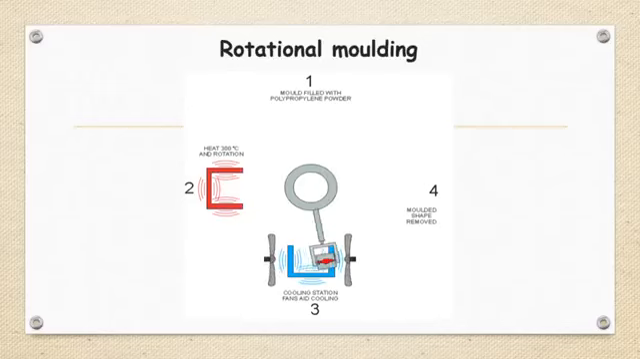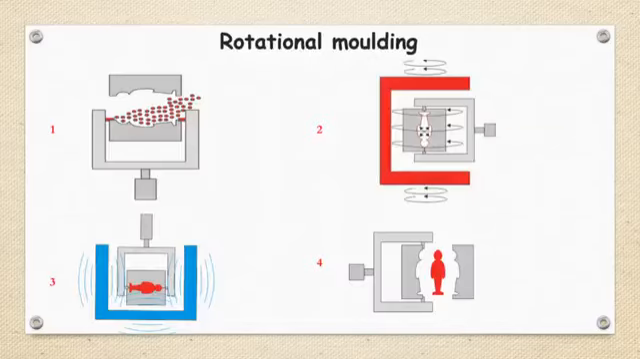So first we will see what this process is. There are generally four steps in the rotational molding process. In the first step, the mold is opened and filled with powdered polyethylene, polypropylene or any thermoplastic material. It is closed and then transferred to the second stage, where it is heated up to 300 degrees Celsius and rotated.